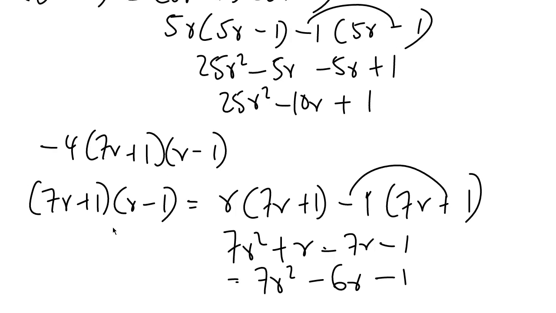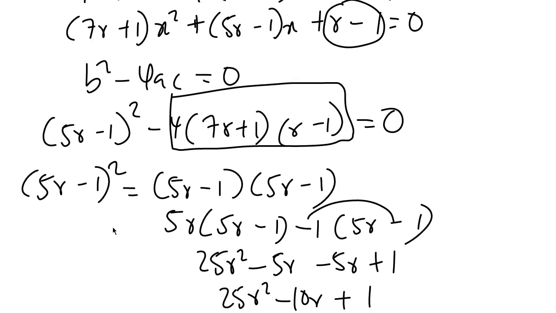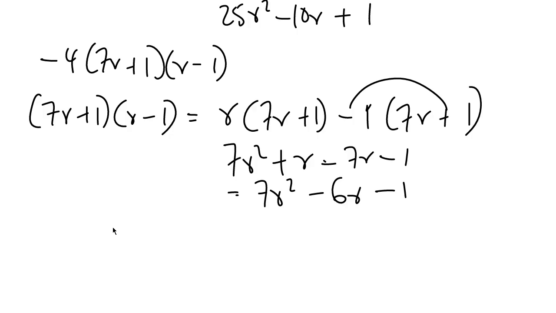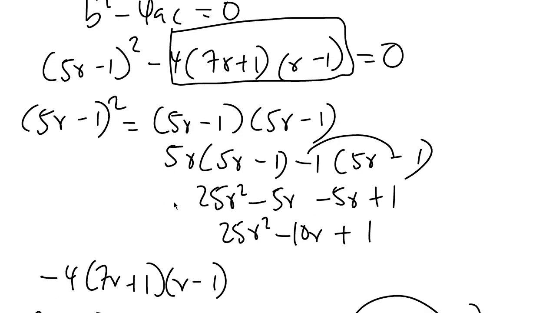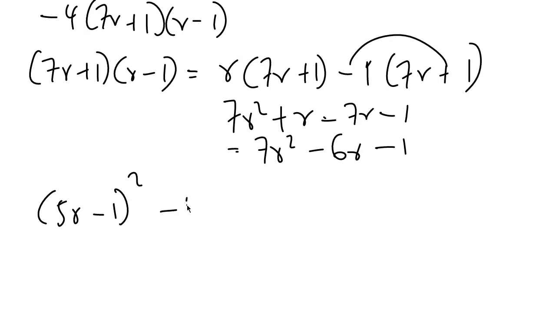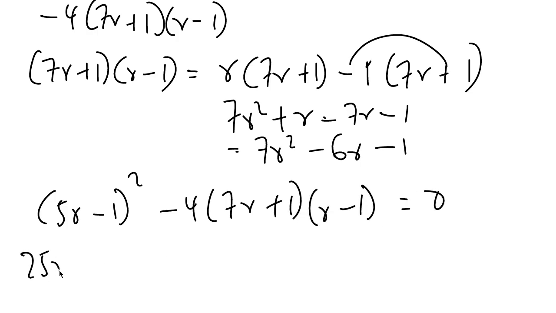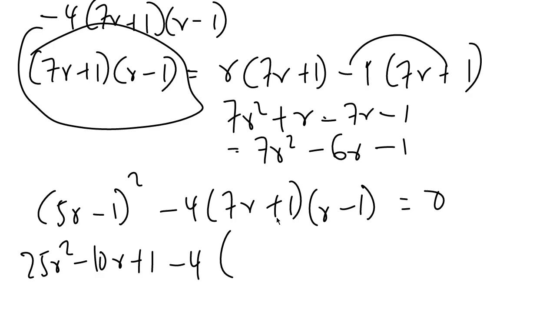So combining it with the 5r negative 1 all squared, we're going to have 5r negative 1 all squared minus 4 into 7r plus 1 into r minus 1 equals 0. And on expansion of this, we got 25r squared negative 10r plus 1 minus 4 into, on expansion of 7r plus 1 into r minus 1, 7r squared negative 6r minus 1, then equal to 0.